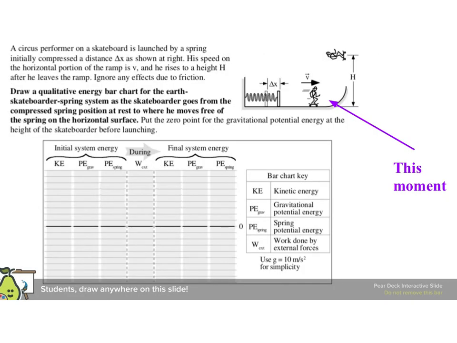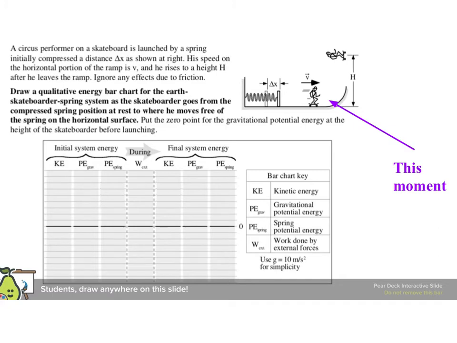All right, a circus performer on a skateboard is launched by a spring initially compressed at distance delta x as shown to the right. His speed on the horizontal portion of the ramp is v, and he rises to height h after he leaves the ramp. Draw a qualitative energy bar chart for the Earth skateboarder spring system as the skateboarder goes from the compressed spring position at rest to where he moves free of the spring on the horizontal surface. Put the 0 point at the height of the skateboarder before launching.